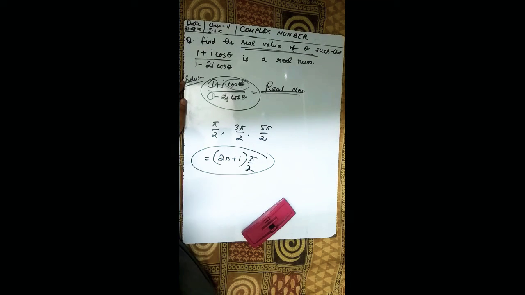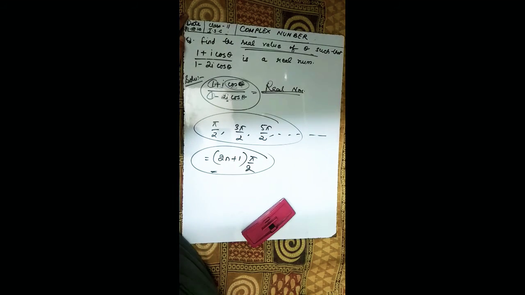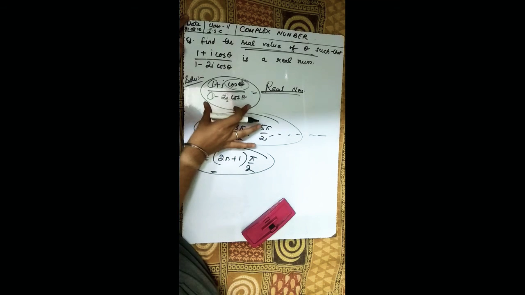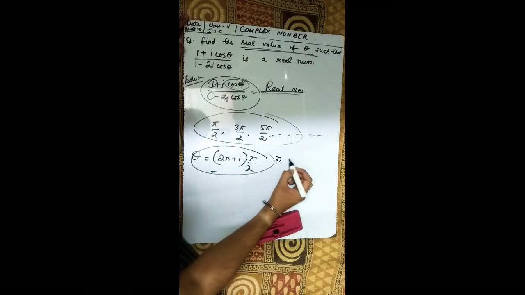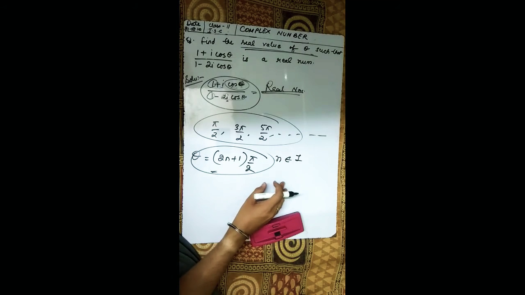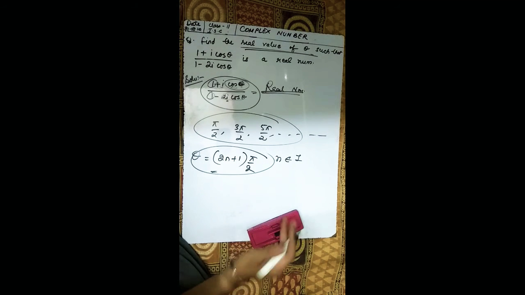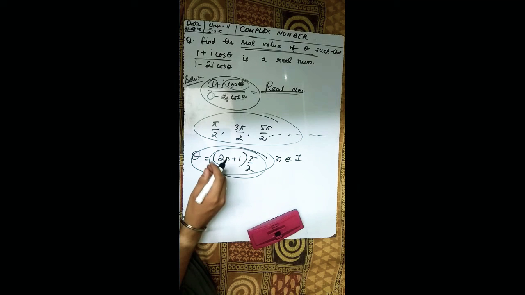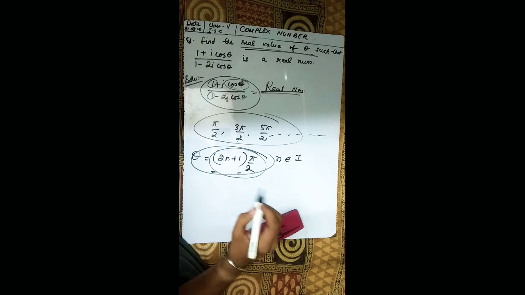This is the general answer. You know the meaning of general answer and particular answer. This is called the particular answer and this is called the general answer. So generally we will give the answer as theta equal to (2n plus 1) into pi by 2, where n belongs to integers. Integers means all the positive and negative numbers, including n equal to 0 also. As you can see, this is an AP, and you know how to find the nth term of an AP: a plus (n minus 1) into d.